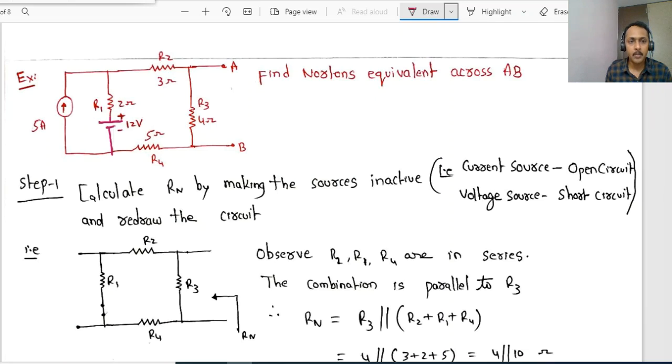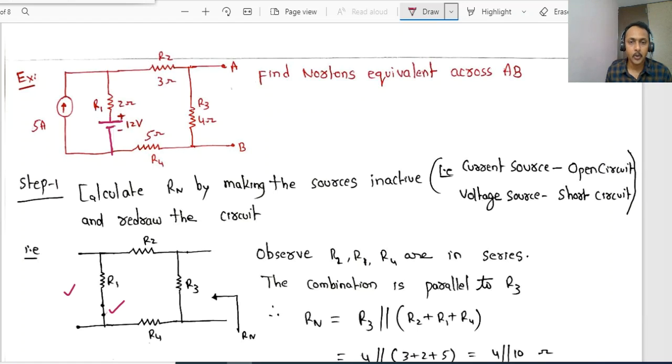Our first step will be calculating the Norton's equivalent resistance. How do we do that? We have to make the sources inactive. In this problem, there is one voltage source. Simply short circuit that. We have short circuited the voltage source. And there is a 5 amps current source. Simply open circuit that.